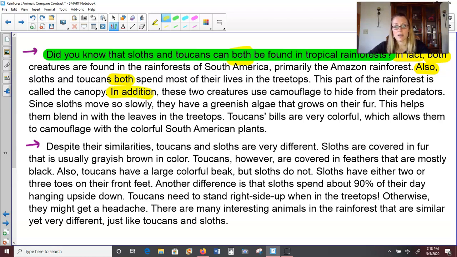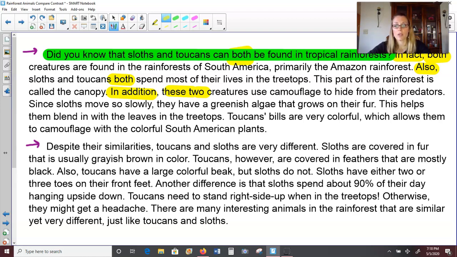In addition is a transitional phrase that is leading into my next fact. And I said these two creatures. So that's stating a similarity between both. And then I explain their camouflage. And so you want to make sure you're adding some extra details in whenever you're giving your similarities and also your differences. You want to expand and explain a little bit. You want to elaborate some.